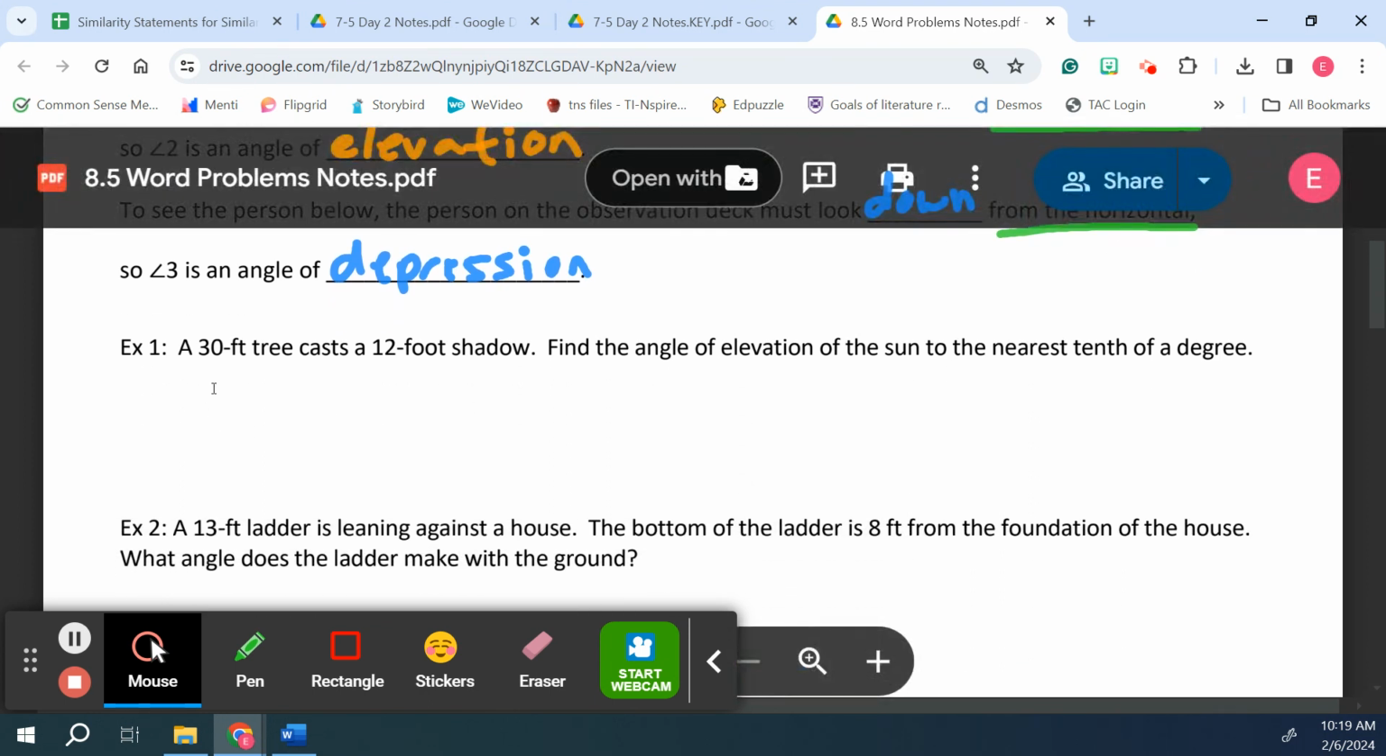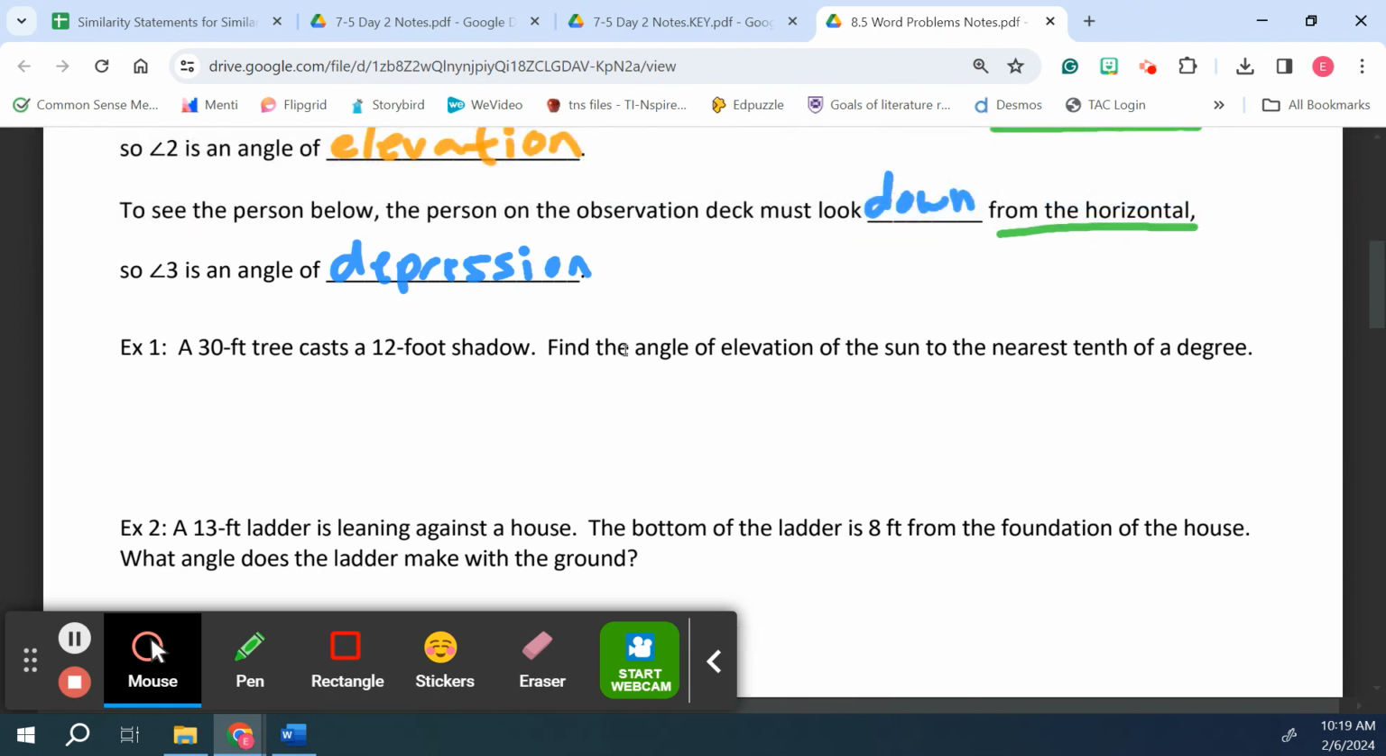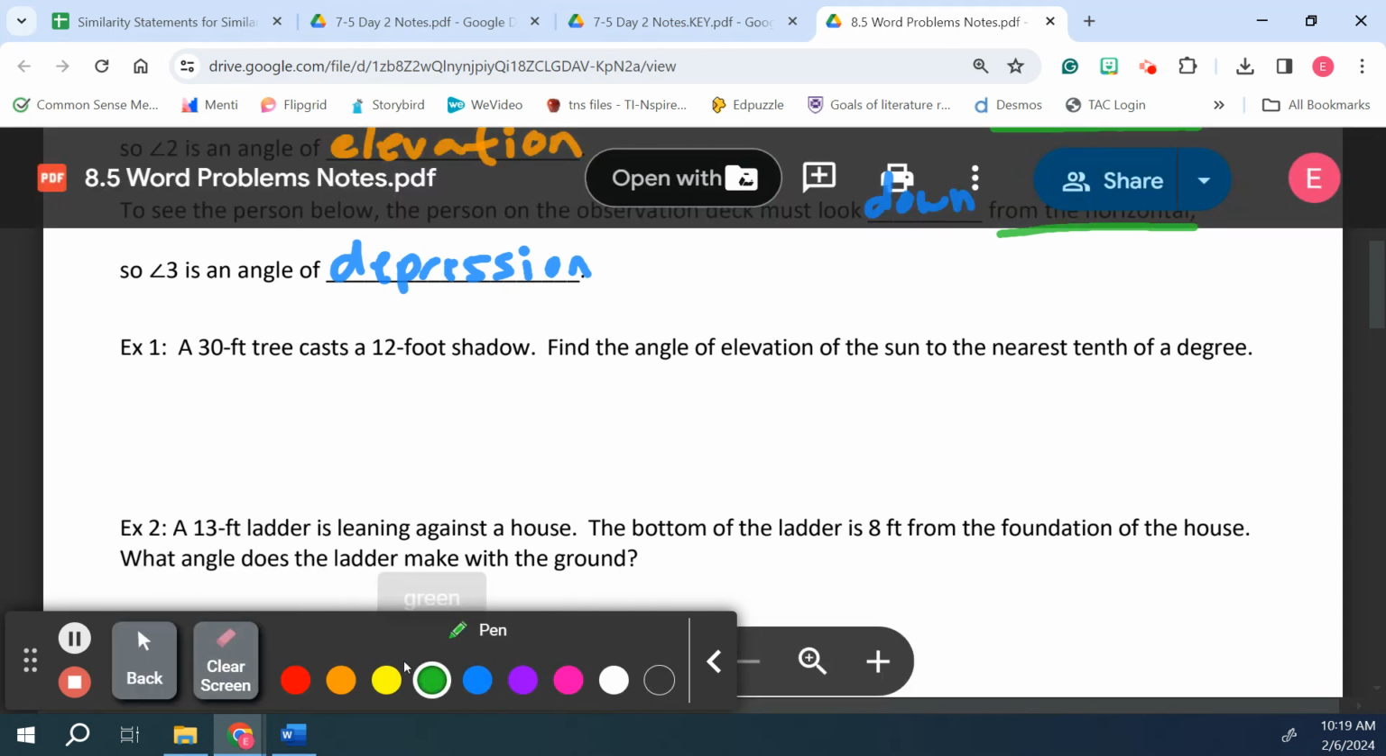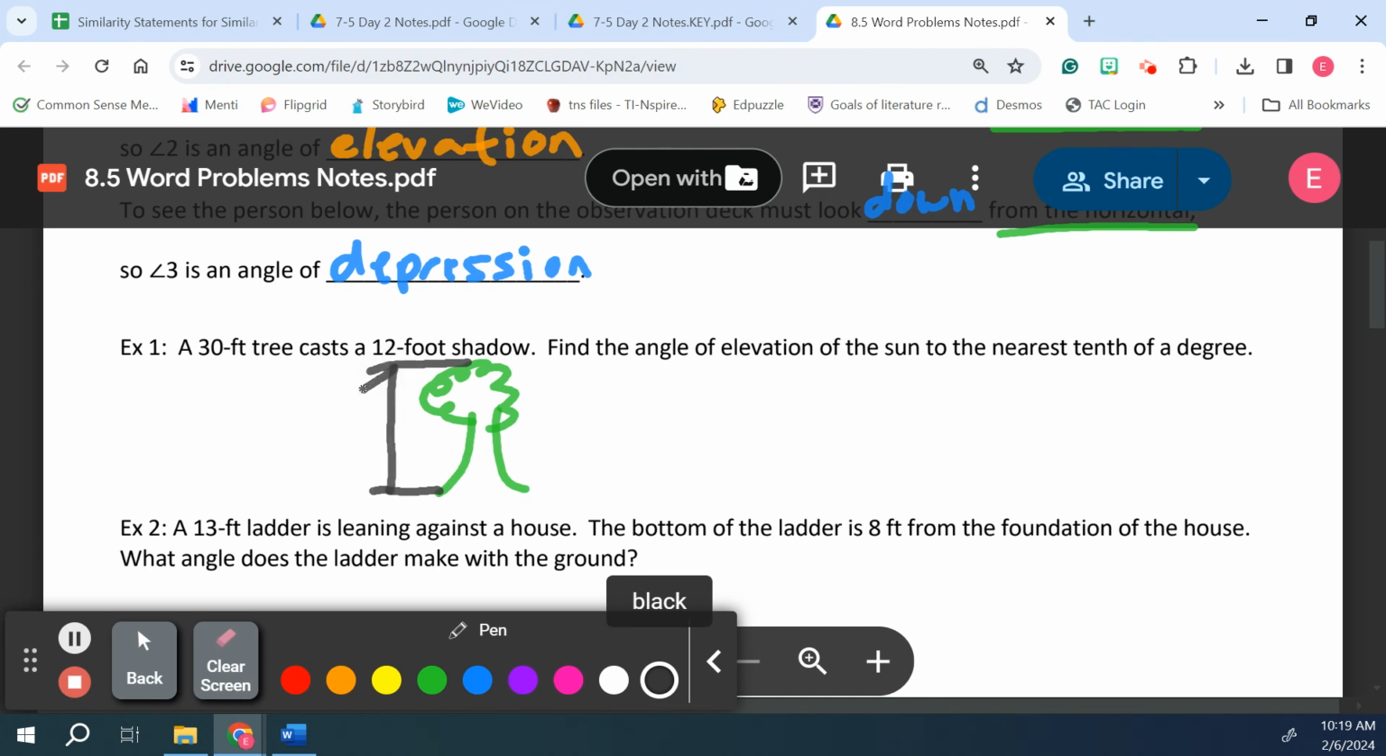Okay, so a 30-foot tree casts a 12-foot shadow. Find the angle of elevation of the sun to the nearest tenth of a degree. All right, so remember, Mrs. Smith is not necessarily the best artist in the world, but let's say we have a tree here. Our triangle is going from the height to the base of the tree and down from there. So we're going to have our right angle right here.